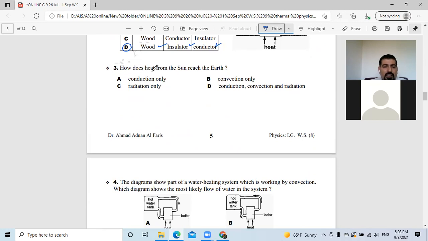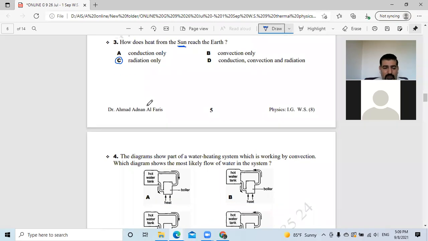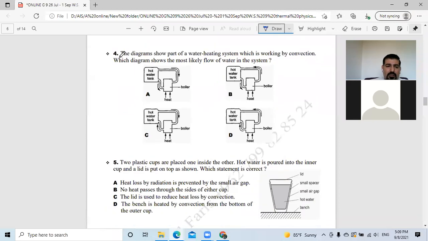Now, how does heat transfer from the sun to the earth? Between us and the sun there are 150 million kilometers. Only the first 100 kilometers are atmosphere, which is not heavy air. After that, it's vacuum. So how does the heat transfer? The answer is radiation only. Question number 4.